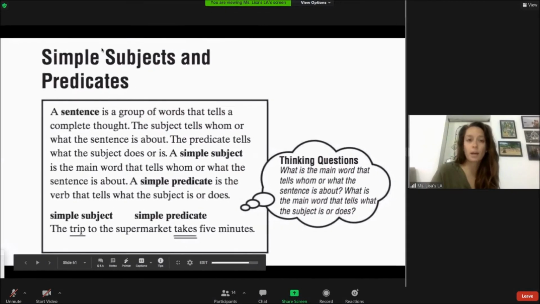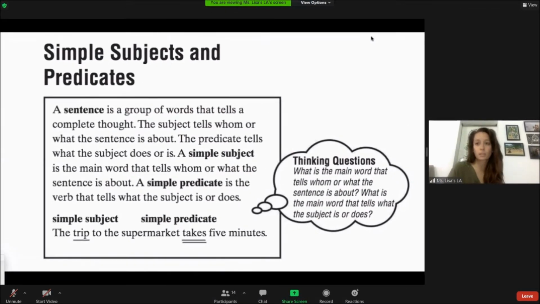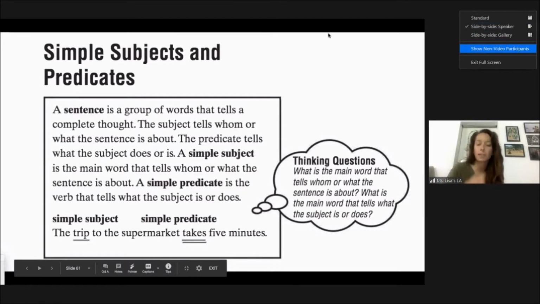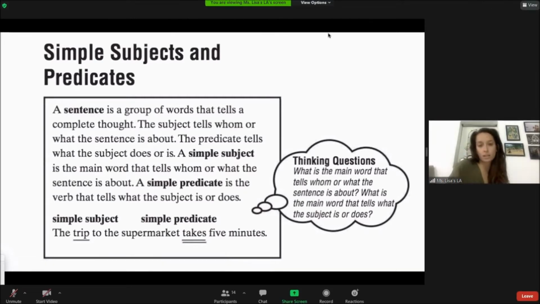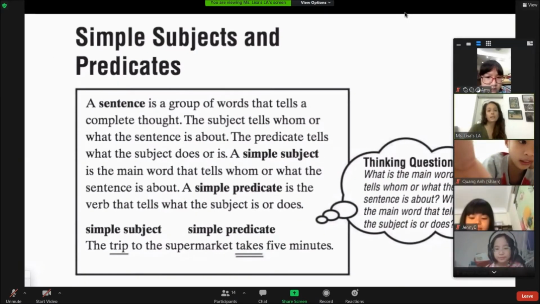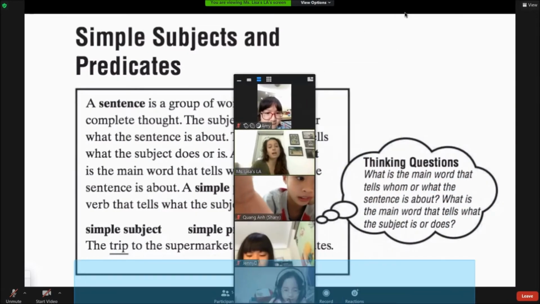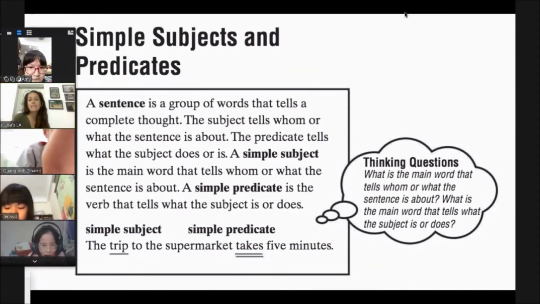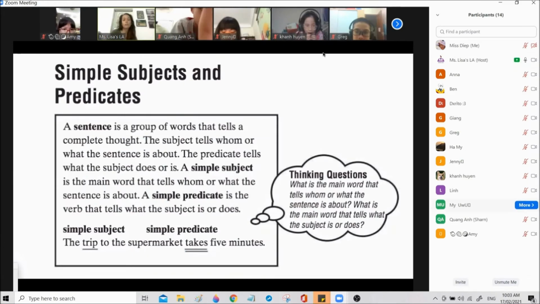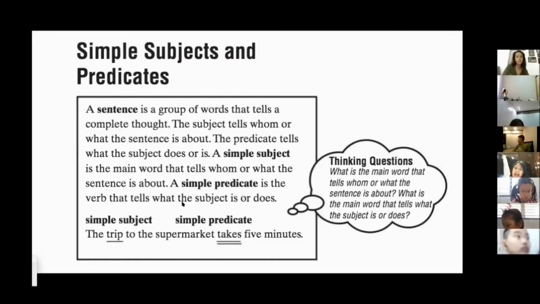So we were talking about simple subjects and predicates. A sentence is a group of words that tells a complete thought. The subject tells whom or what the sentence is about. The predicate tells what the subject does or is. A simple subject is the main word that tells whom or what the sentence is about. And a simple predicate is the verb that tells what the subject is or does.